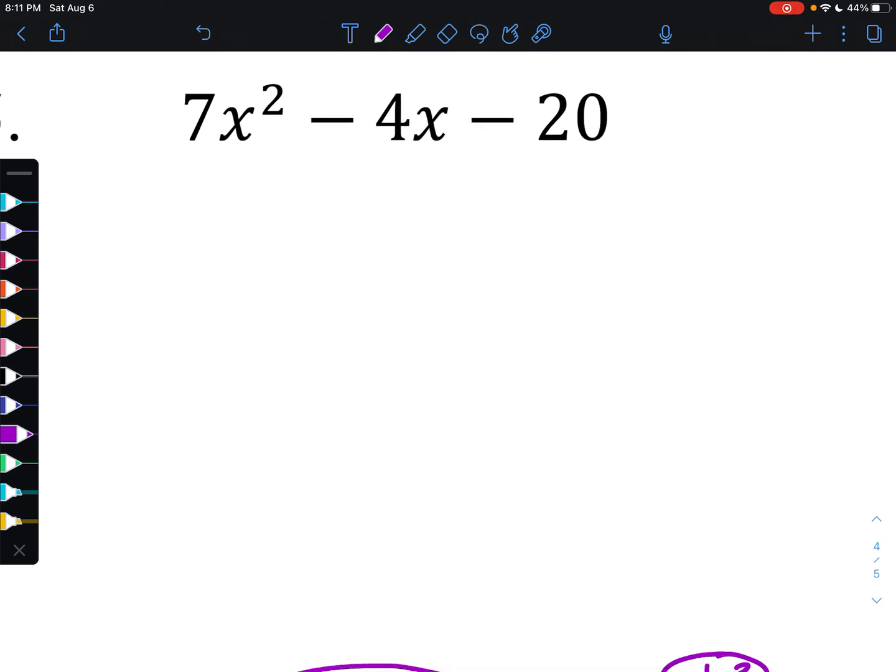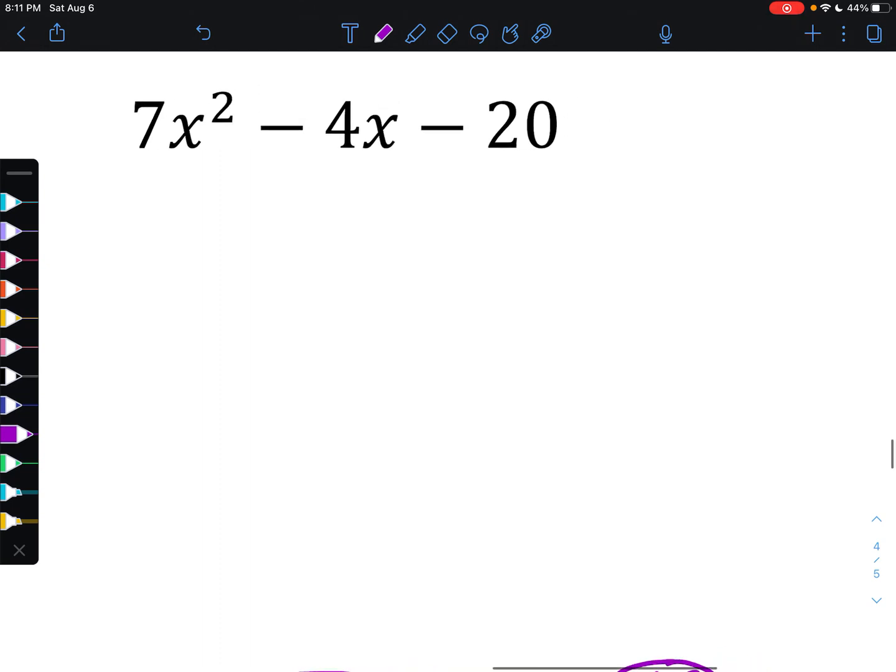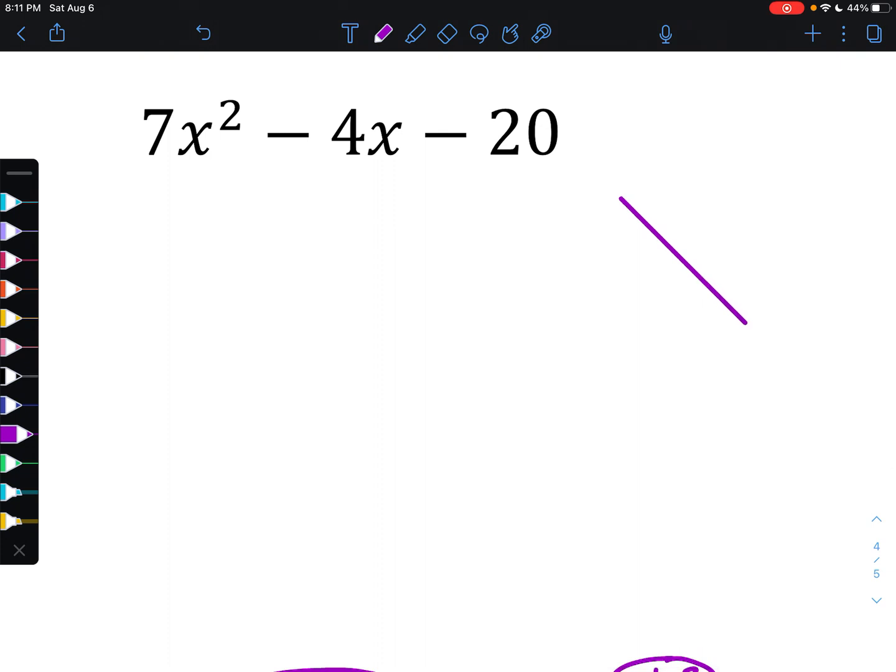The first thing that I check for is a greatest common factor with those 3 terms that I see there. 4 and 20 are divisible by 4, but 7 is not. And my first 2 terms have an x in them, but the last one does not. So as I'm looking through here, trying to find a greatest common factor, there's not one. So I'm going to go ahead and draw my x off to the side.